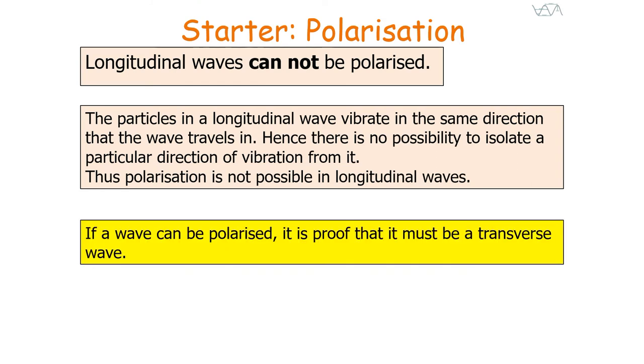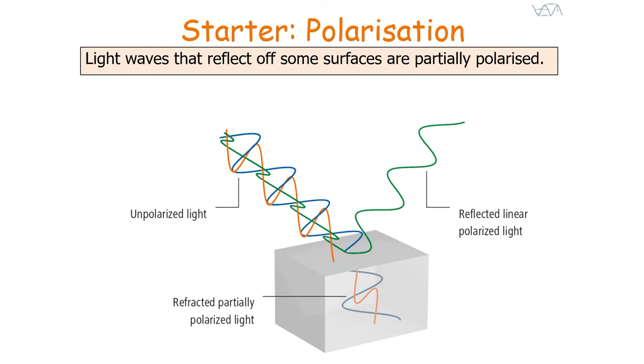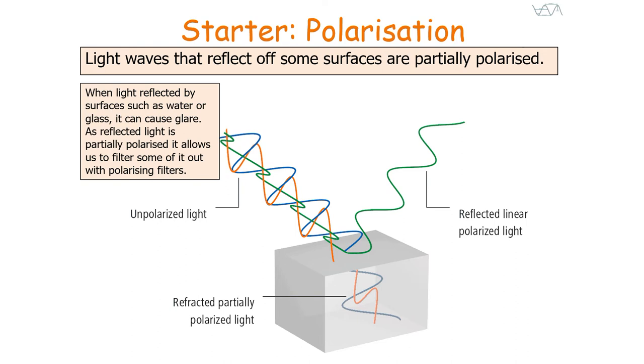So if a wave can be polarized, it is proof that it must be a transverse wave. Now, light waves that reflect off some surfaces are partially polarized. So light, when it's reflected off surfaces like water or glass, can cause glare. Now, as reflected light is partially polarized, it allows us to filter some of it out using polarizing filters.